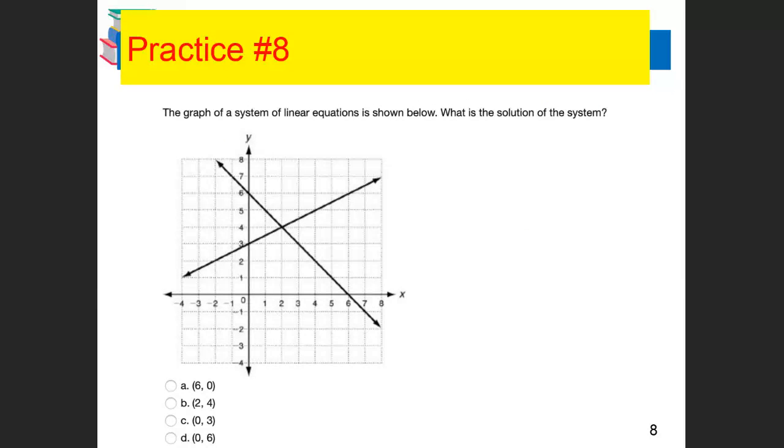So here's a problem off our practice, which I'm pretty embarrassed to put on the practice, but it says the graph of the system of linear equations is shown below. What is the solution of the system? My goodness, they've already graphed it for us. So my answer is right there. What point is that? Over 2, up 4. So (2, 4) is my solution. Get that one wrong, shame on you.